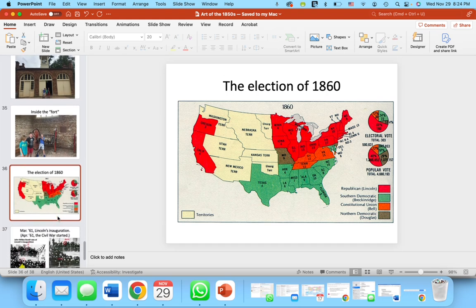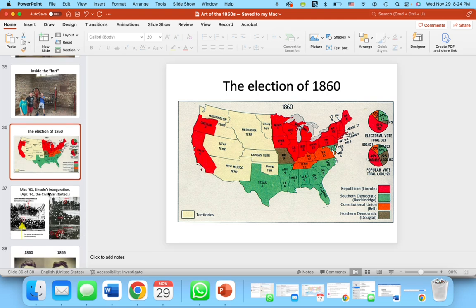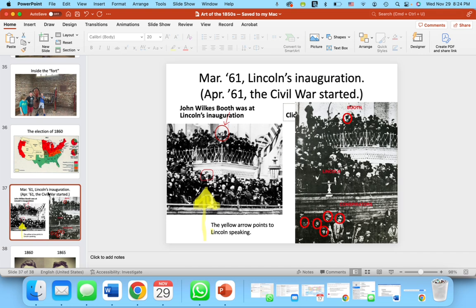He is a Republican. The Republicans were not going to attack slavery in the South because slaves were tragically and unfortunately and immorally considered property, and the Constitution protects property. What the Republicans wanted to do was prevent slavery in the West. And that's what Lincoln ran on. The southern states start to leave.